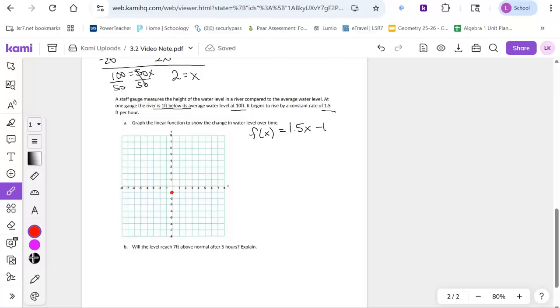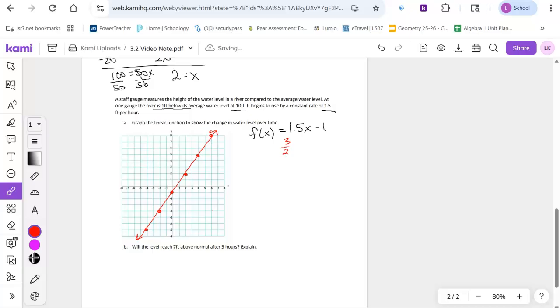Another way of writing 1.5 would be 3 over 2. Okay, so I'm going to go up 3 over 2, 1, 2, 3 over 2. If I go down 3, I have to go to the left 2. So there is my line. And so I graphed it.